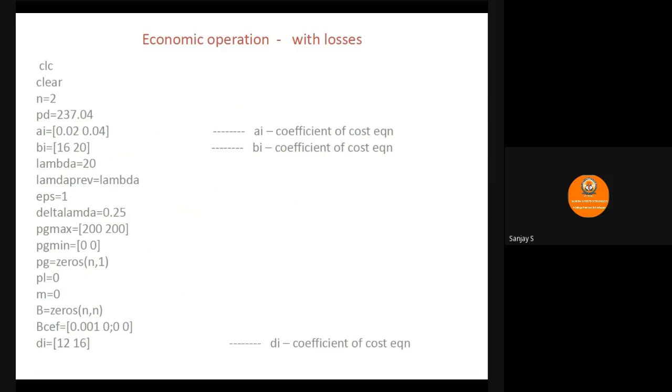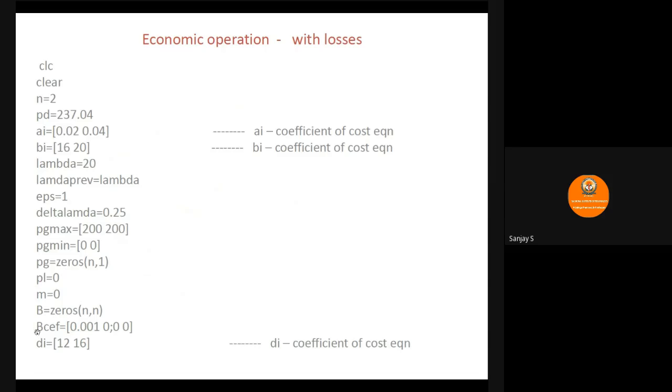PG max is defined 200 200. PG minimum is defined as 0 0 as per the given data. PG is equal to zeros of n comma 1 as usual. It contains n rows and 1 column having all the elements as zeros initially. PL represents transmission loss. PL is 0. M iteration count is 0. Capital B represents the B coefficient matrix, which is zeros of n comma n. It is of the size n cross n having all elements zeros.